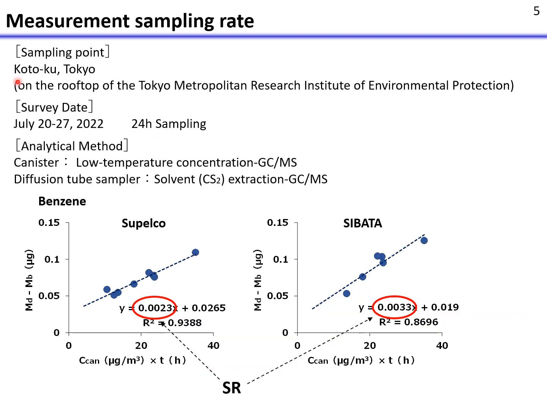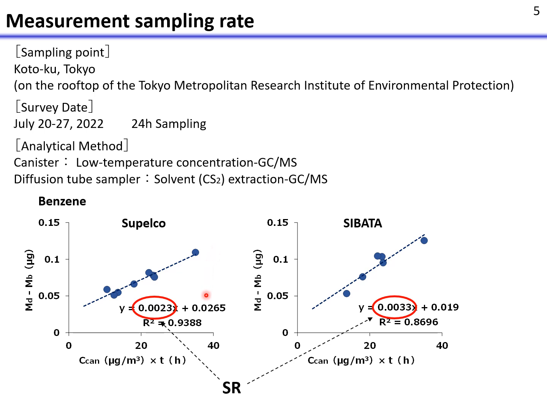The following are examples of parallel sampling rate measurement and the result. The study was conducted on the roof of the Tokyo Metropolitan Research Institute for Environmental Protection in Koto, Tokyo, Japan. The dates were 20 to 27 July 2022, and sampling time was 24 hours. Canister sampling was followed by cold concentration and GC-MS analysis after correction, while diffusion sampling was followed by extraction with carbon disulfide and analysis by GC-MS. An example for benzene is given here.